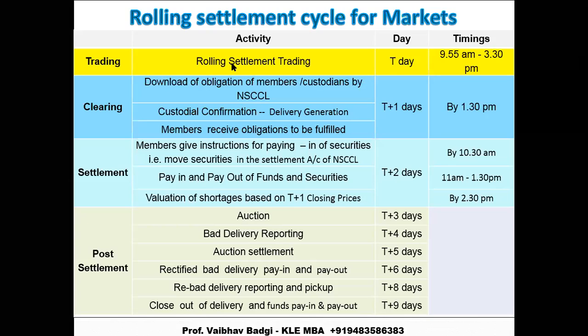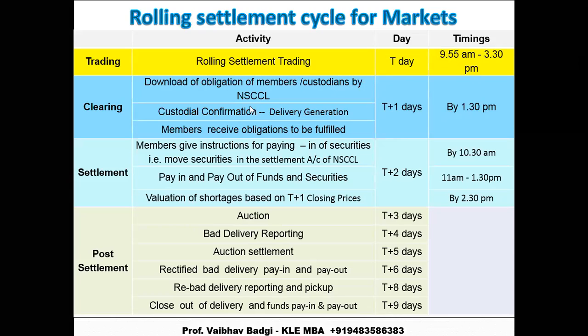So Vishaka traded today. She purchased shares of Titan today. So that we call as T day, that is a trading day. She has time to purchase shares from 9:55 a.m. to 3:30 p.m. Anytime during the day she can purchase the shares. Once the purchase orders have been put in, next day from morning 9:55 to 1:30, we call it as T plus 1, we call it as a clearing member.